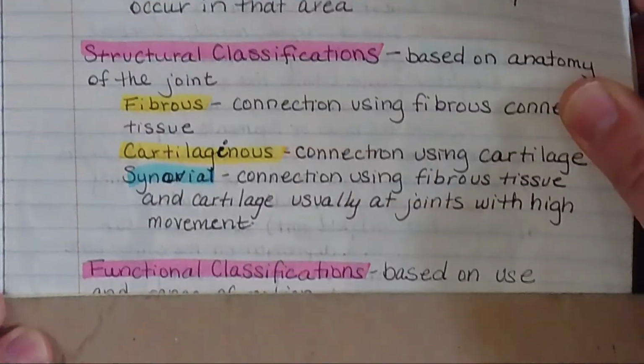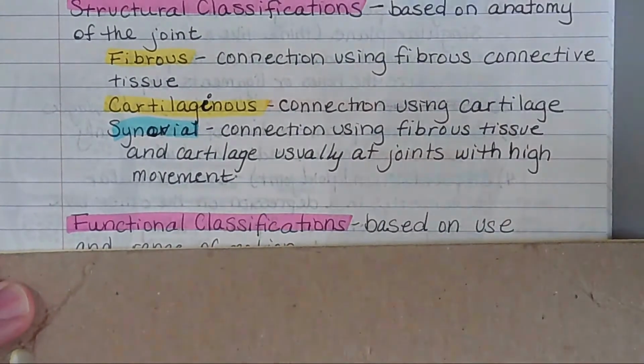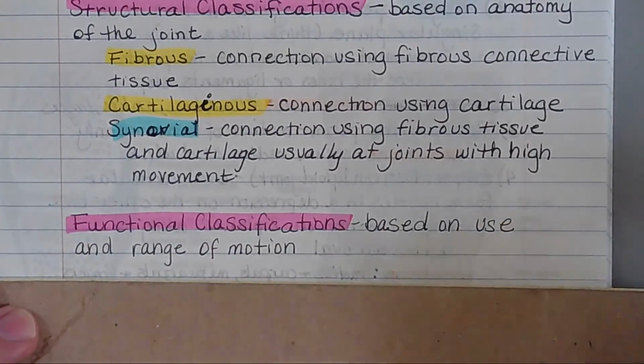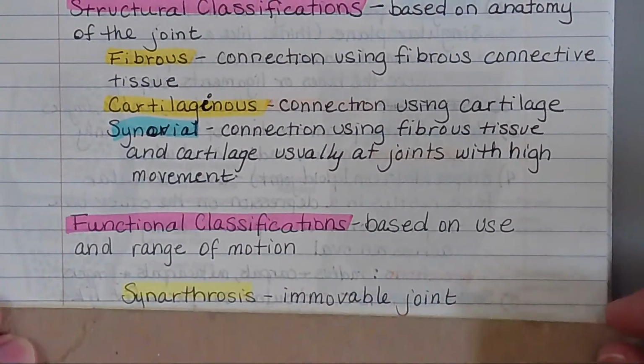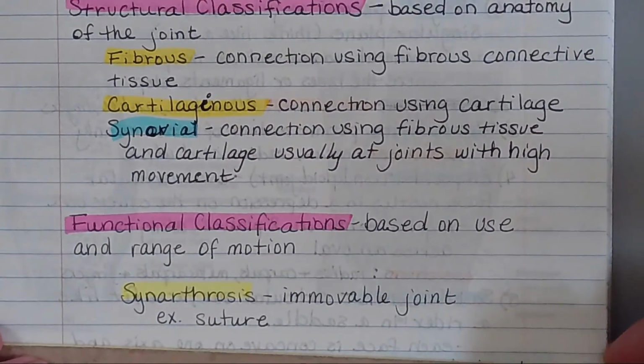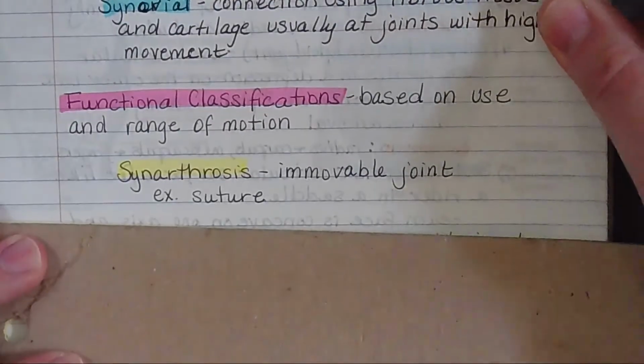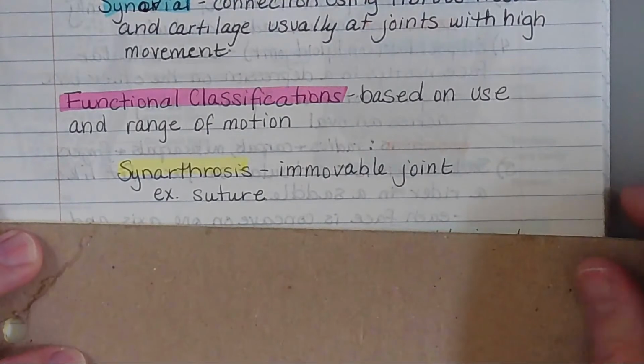Functionally though, beyond just the structural pieces, so again, being mostly fibrous connective tissue versus cartilage versus synovial, which is kind of a mixture of both, you also have functional classification. Those are based on the ranges of motion you're using as you're defining those particular types of motion. Okay, so the type that we're interested in are really the functional things.